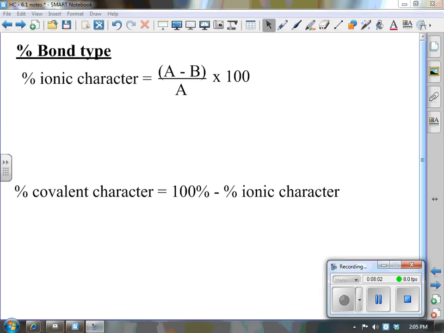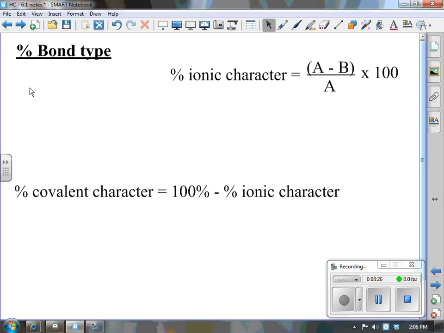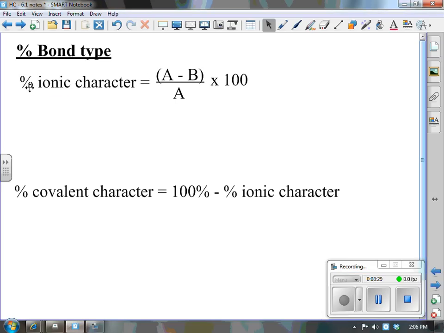One more calculation that we'll look at is we can assign a percentage to each type of bond also. This calculation is not in your book, so you're going to need to write this down. They talk about it on the scale on page 176, but they never go through it. The formula I have is the percent ionic character. If we have two elements and we figure out the type of bond, but then we want to say, is it a 90% ionic bond? Is it a 10% ionic bond? This gives us a more accurate picture of the type.